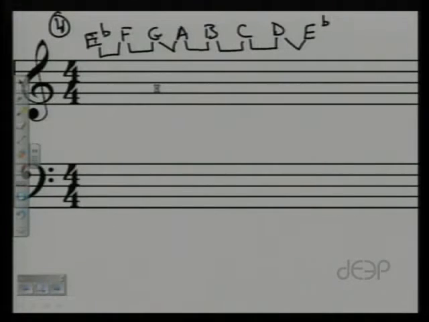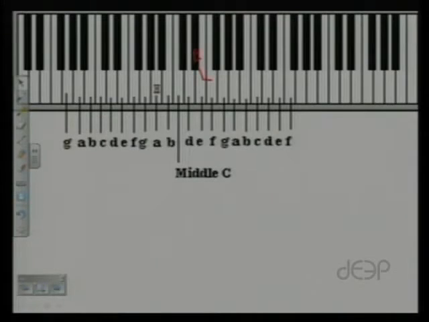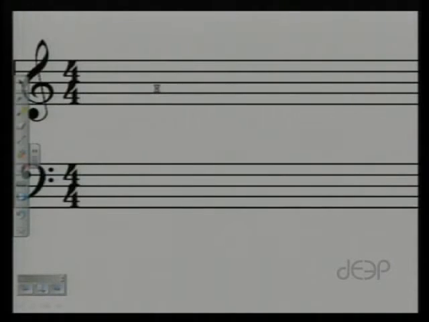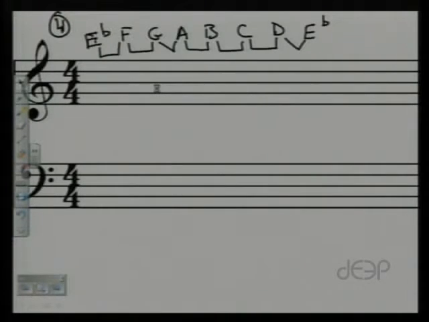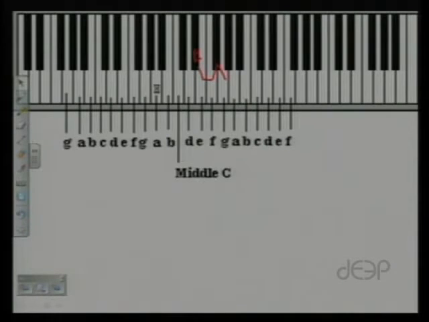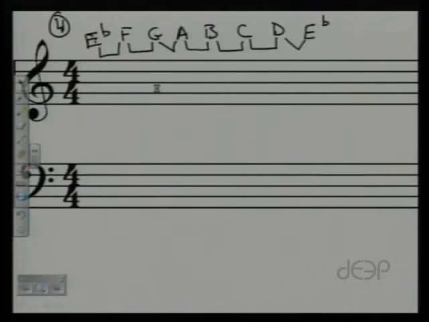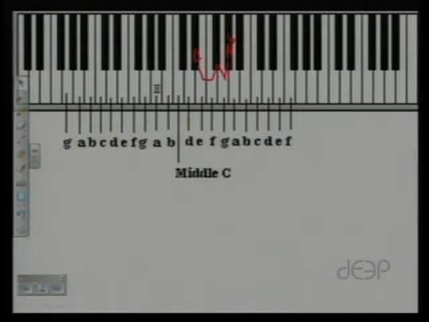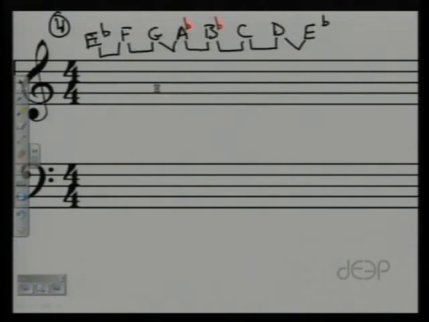F to G needs to be a whole step. F to G, 1, 2. It is in fact a whole step. G to A needs to be a half step. Here's G. There's a half step up, there it is. That's got to have a flat with it. So let's go ahead and make that A flat. Now A flat to B has to be a whole step. 1, 2. It's got to be B flat. So we need to make that a B flat.